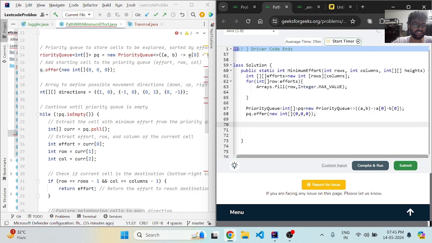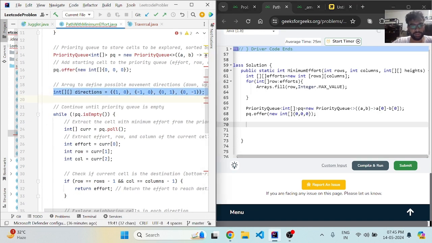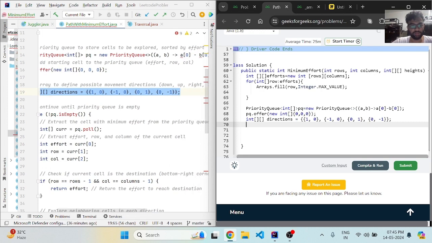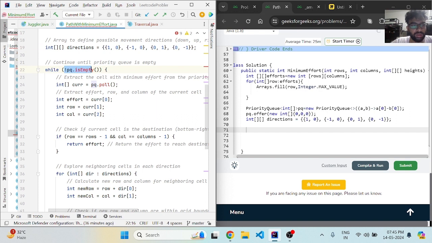Now we are going to define the possible movement directions: up, down, right and left. I'm just quickly taking this as this. These are the possible movement directions, because initially I told you the directions I have taken in a directions matrix. Now we are going to continue until the priority queue is empty. What does that mean? There's a loop condition: until the priority queue is empty, meaning there's no element left to be checked. So I can write it over here as a while loop that checks until pq is empty.